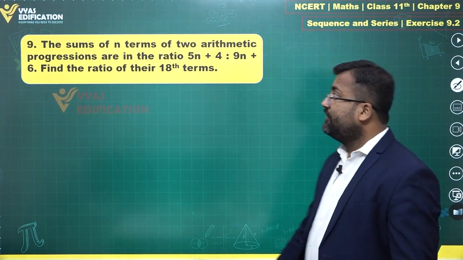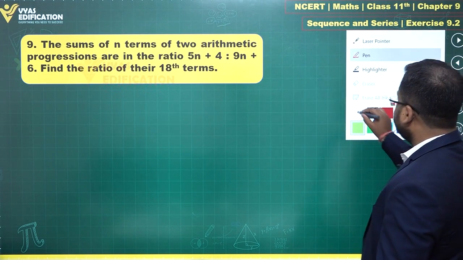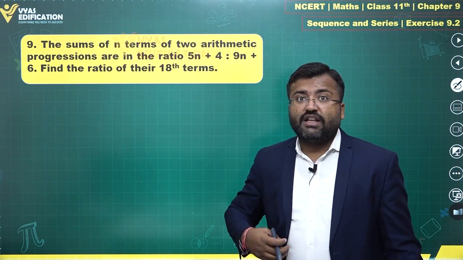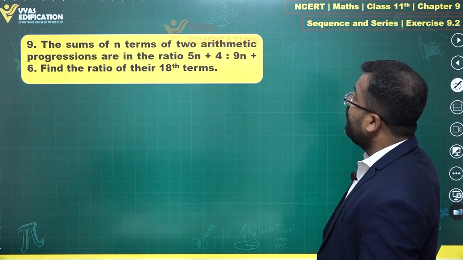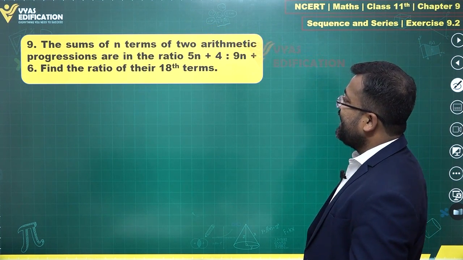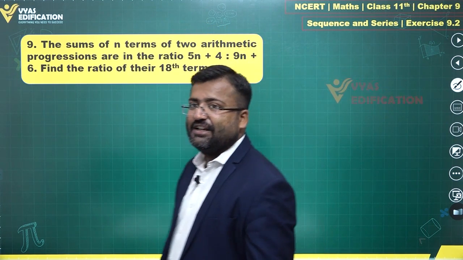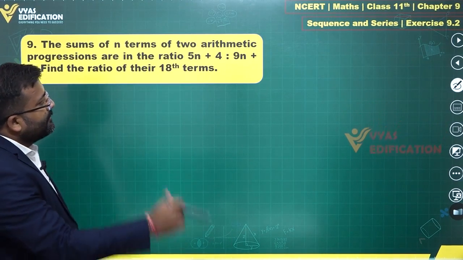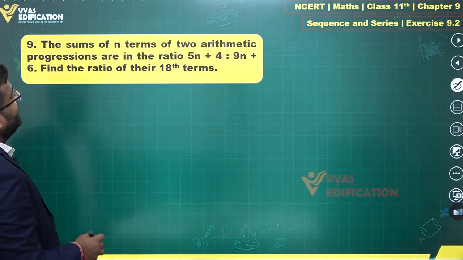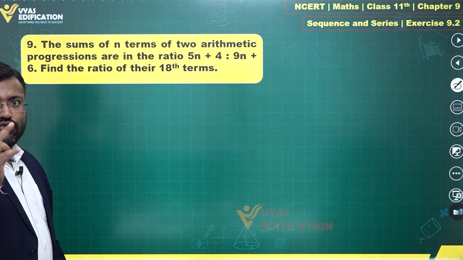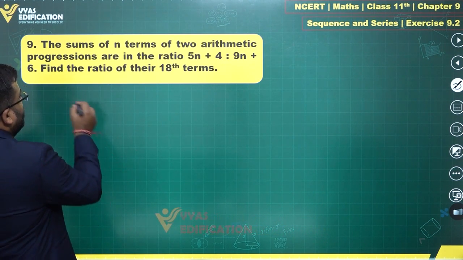In the 9th question, we have the sum of n terms of two arithmetic progressions in the ratio 5n plus 4 is to 9n plus 6. Find the ratio of their 18th terms. How will we do this? Let's take a look at the sum of n terms of two arithmetic progressions. So there are two different arithmetic progressions given.